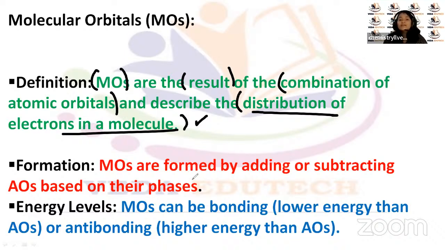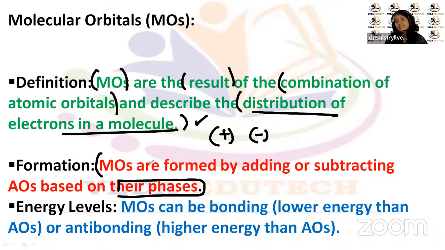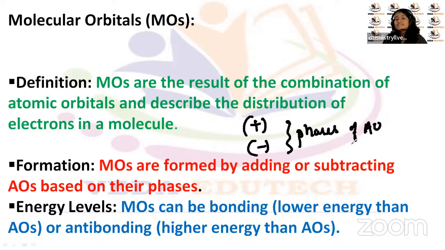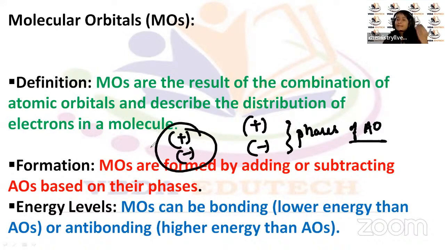Now it is telling that molecular orbitals can be formed either by adding or subtracting AOs based on their phases. So what is this? We will be seeing this in the next diagrams. We'll understand by that. Now, how are these molecular orbitals formed, children? Either by adding or subtracting the phases of AOs. I have told you, we have one phase like plus, another phase is minus. So we'll see what happens when we add the phases and what happens if we subtract the phases.